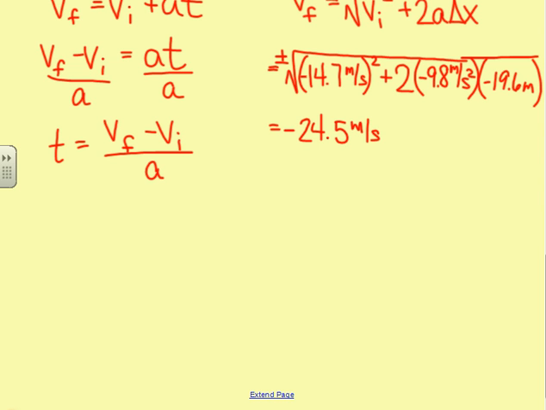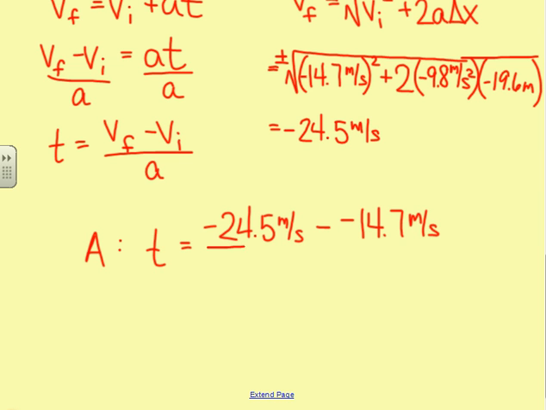Here's where parts A and B are going to be different. For A, my initial velocity was negative. So I have minus negative 14.7 meters per second, still with an acceleration of negative 9.8 meters per second squared. When I plug this into my calculator, I end up getting a time of exactly 1 second.